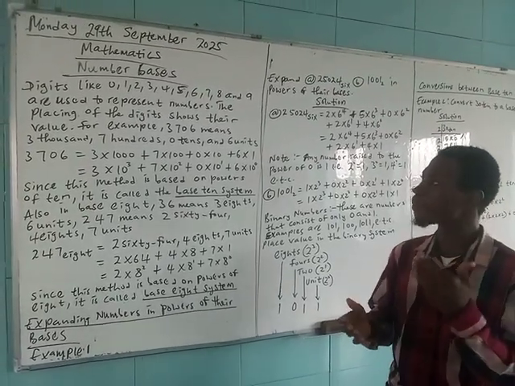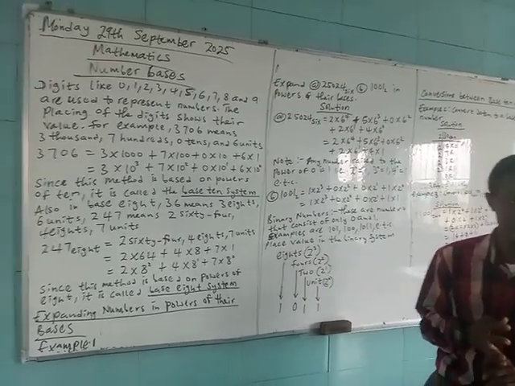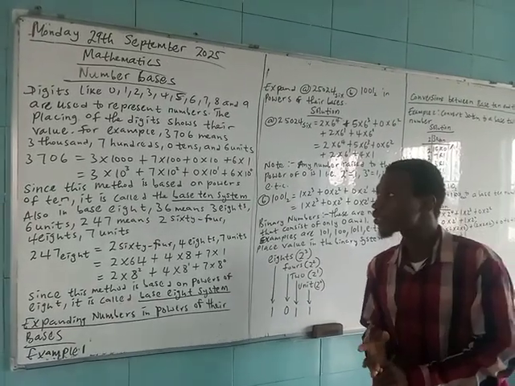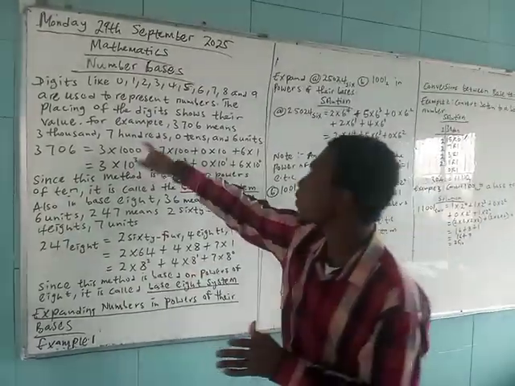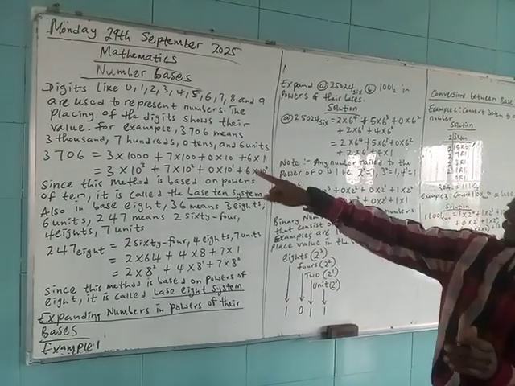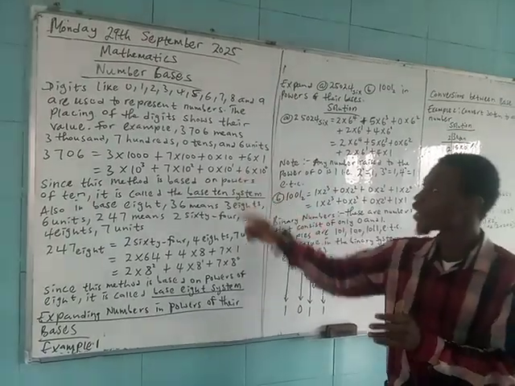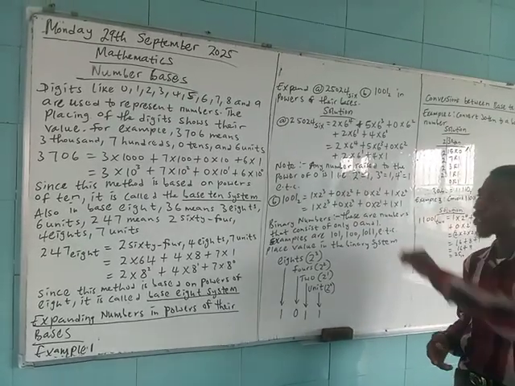And when we talk about place value, we have values like 10,000, 1,000, 100, 10. These are place values. So, for example, 3,706 means 3,000, 700, 0 tens, and 6 units.